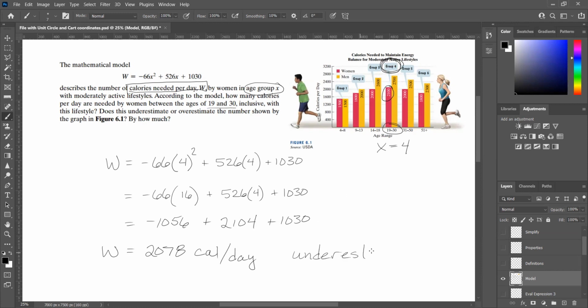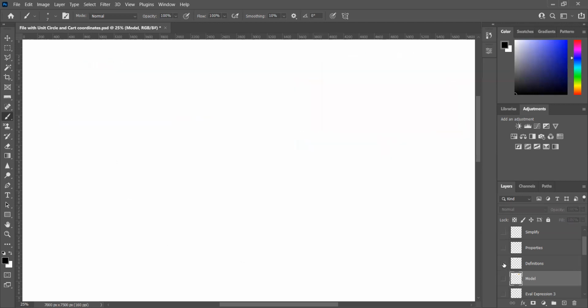is what our model did, because the graph itself is made from real numbers. The model is trying to model that graph, trying to make an equation that matches it, and it's just a little under for this age range. Super close, but just a little under. So that's a way we can use this evaluation tool within a little bit of science.